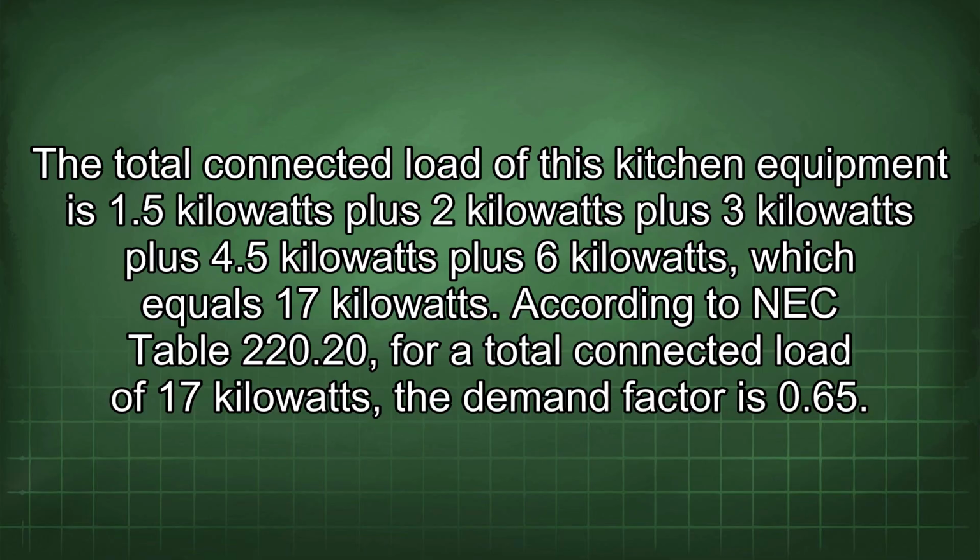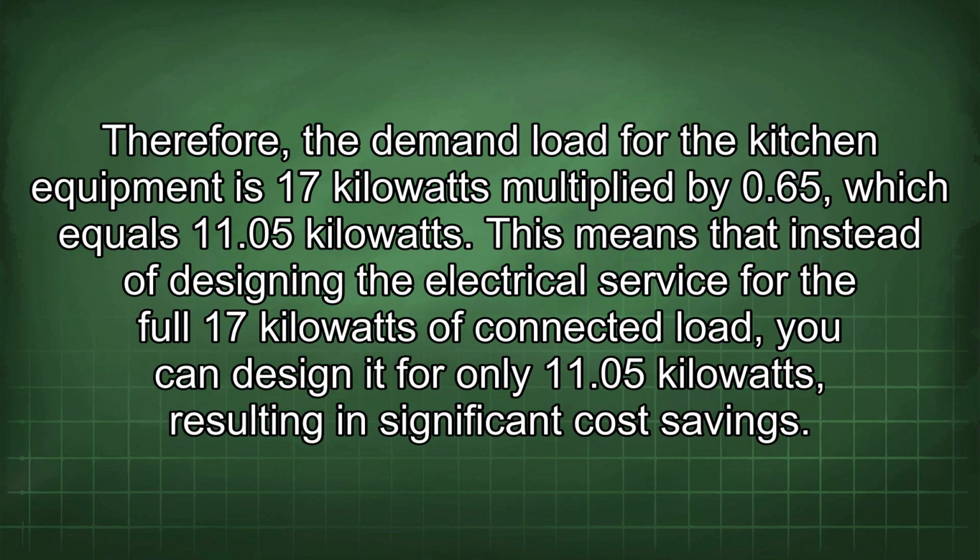According to NEC Table 220.20, for a total connected load of 17 kilowatts, the demand factor is 0.65. Therefore, the demand load for the kitchen equipment is 17 kilowatts multiplied by 0.65, which equals 11.5 kilowatts. This means that instead of designing the electrical service for the full 17 kilowatts of connected load, you can design it for only 11.5 kilowatts, resulting in significant cost savings.